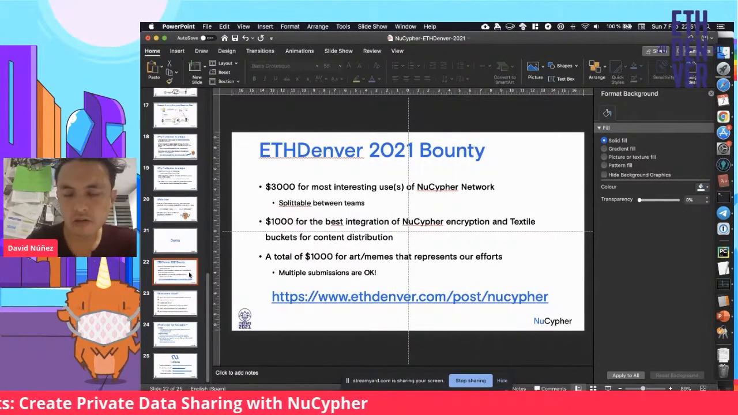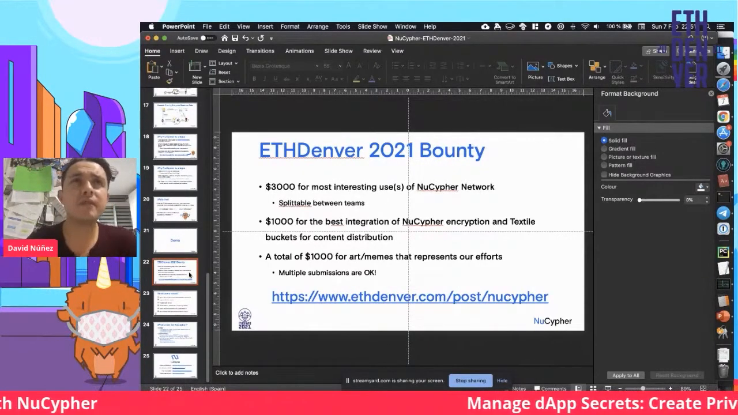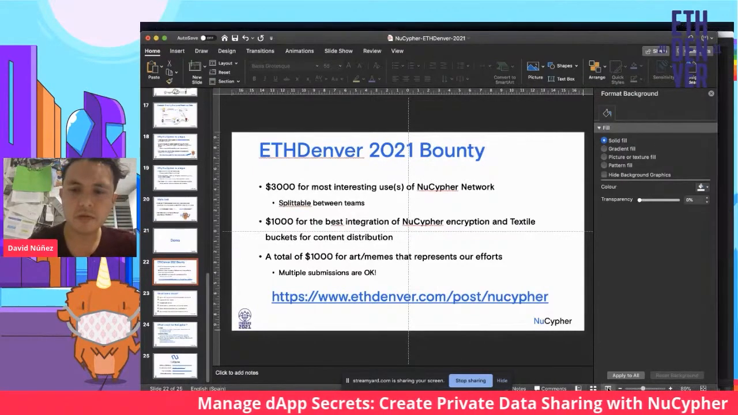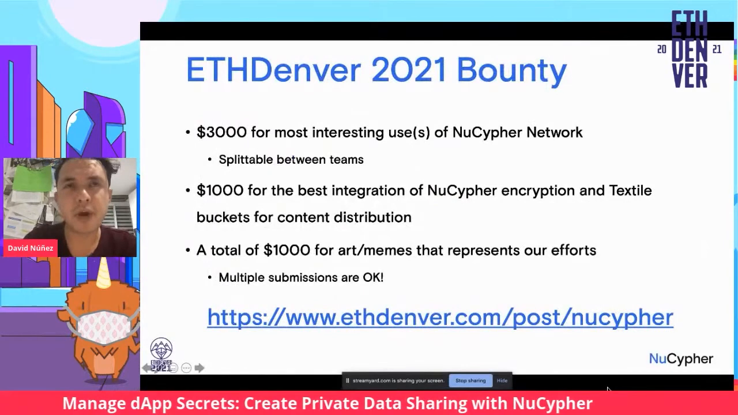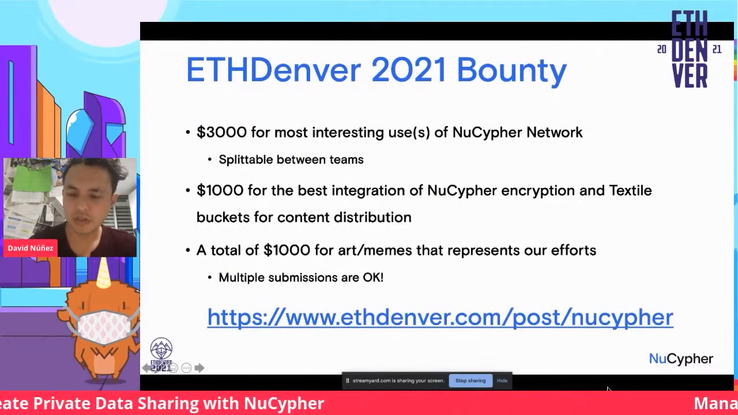Okay, so I expect that this was clarifying regarding how the command line works for NuCypher. There are other ways to interact with NuCypher. We have a Python API, and we have also JSON RPC endpoints.